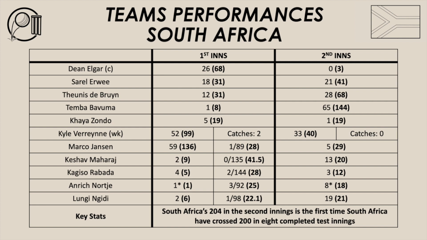And Bavuma, in the second innings, scoring 65. He's been under some pressure based on his form and conversion rates in Test cricket, but he was able to dig in and show a bit of fight. He faced over 144 balls for 65 runs. That shows some good fight and resistance that he applied.